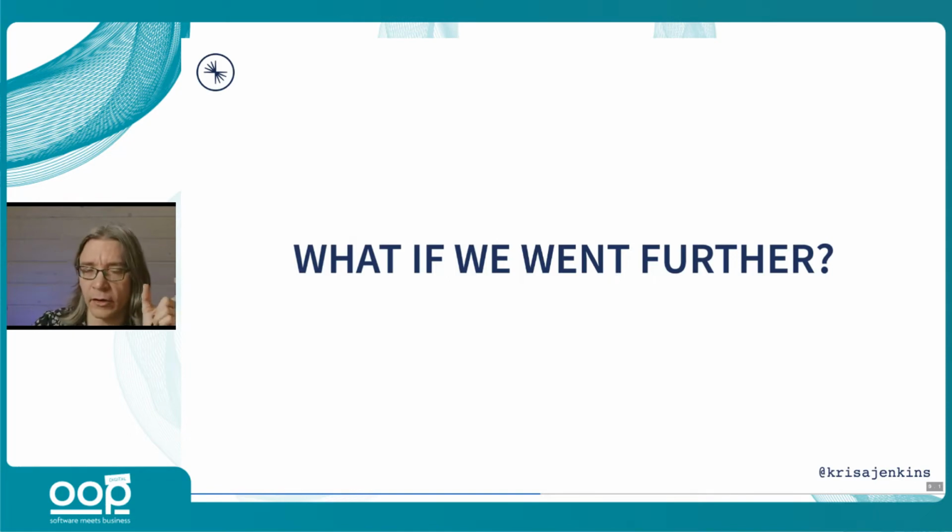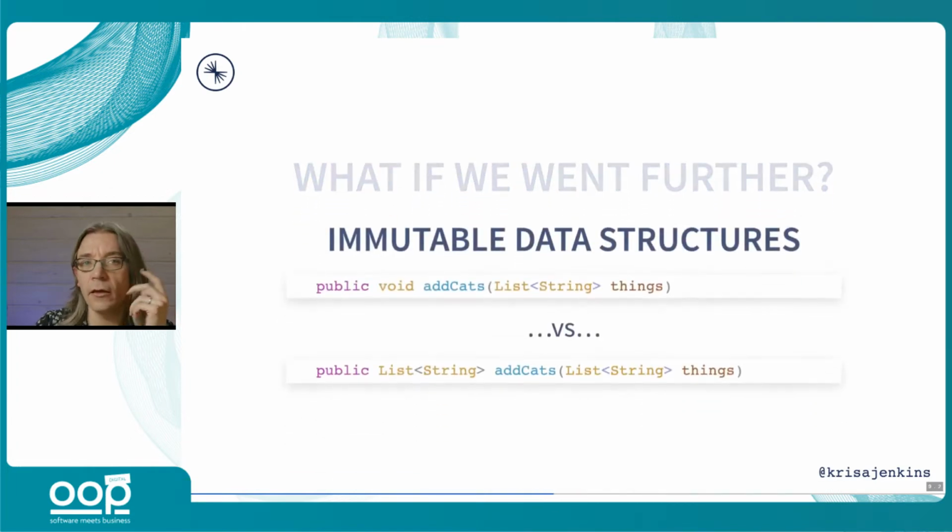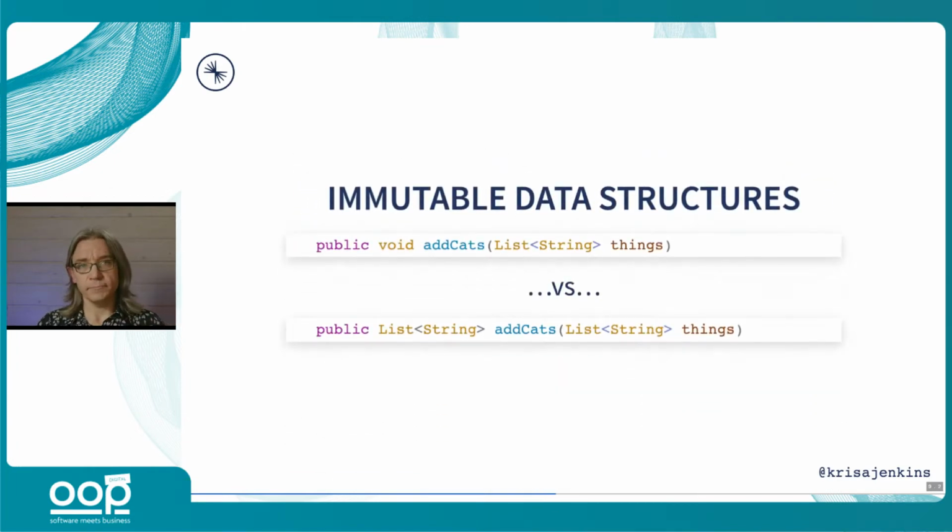If you pull on that thread, if you pull on the idea of eliminating side effects from data, you get immutable data structures. And your APIs start to change. We can no longer add cats to a list. What we do is take a list and add cats to a copy of it and return that. That is something that started to come into Java relatively recently.